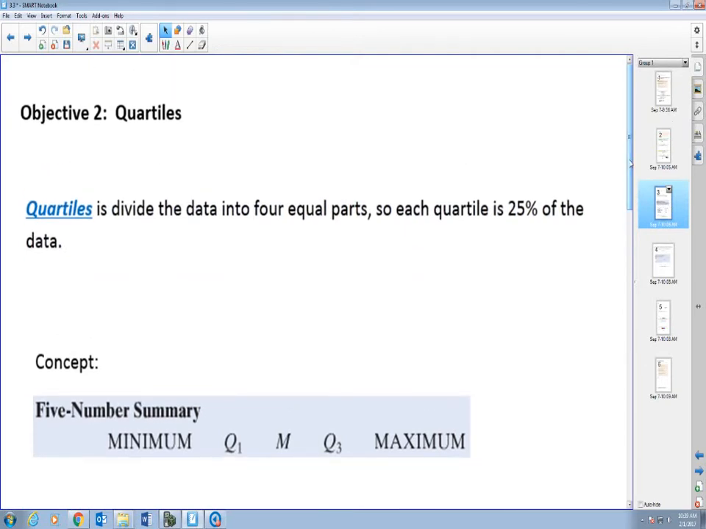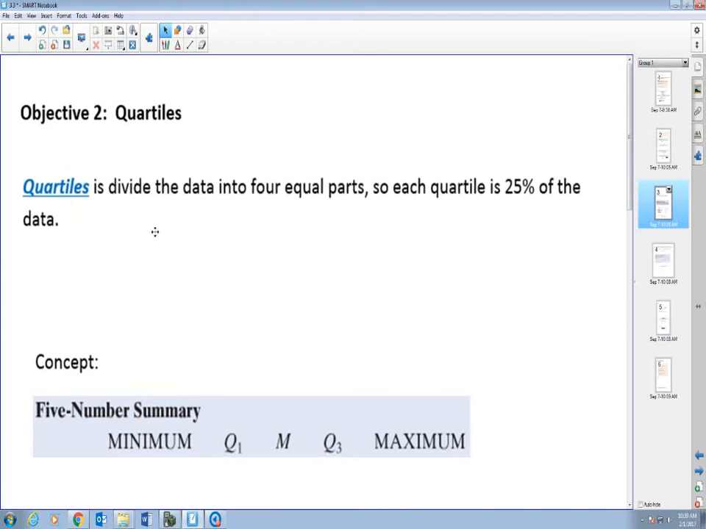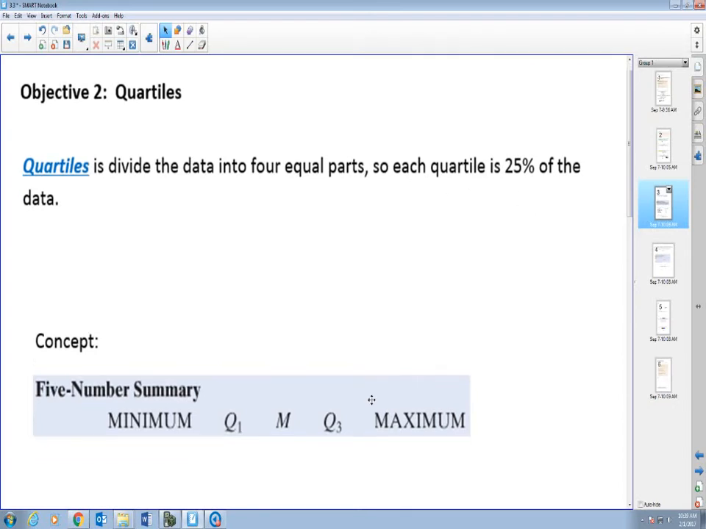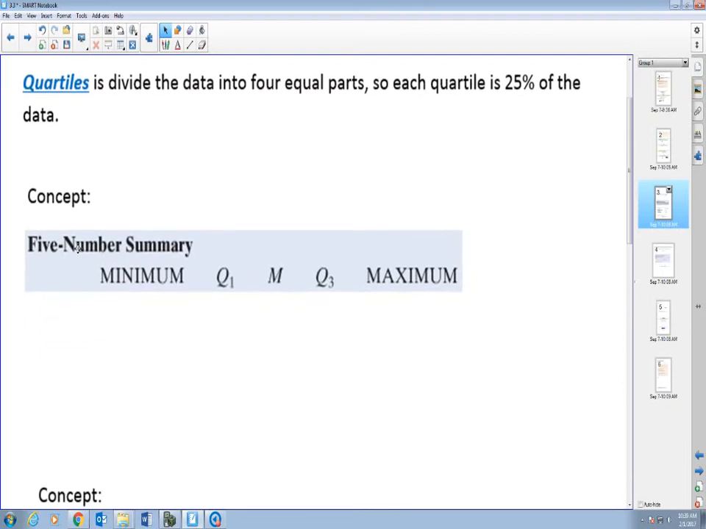Objective number 2 here, we're going to divide our data, break it out even more, into something called quartiles. Quartiles refer to dividing your data into 4 equal parts, so each quartile contains 25% of your data. The so-called 5-number summary refers to the minimum value of your data, the smallest data value you got, quartile 1, median, quartile 3, and the largest data value you have. So you have 5 numbers here, and what's in between them are your quartiles. The first, second, third, and fourth quartiles will be in those spaces right there.